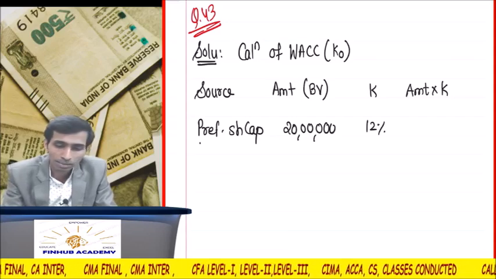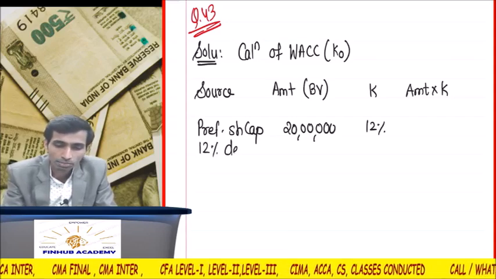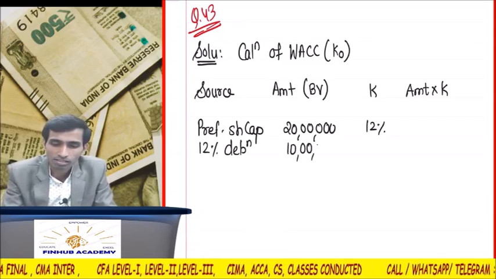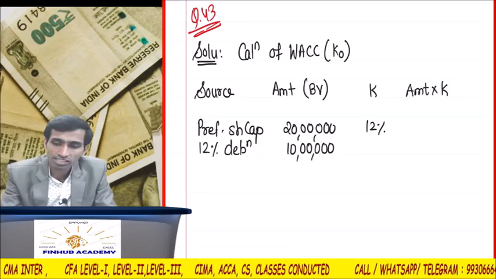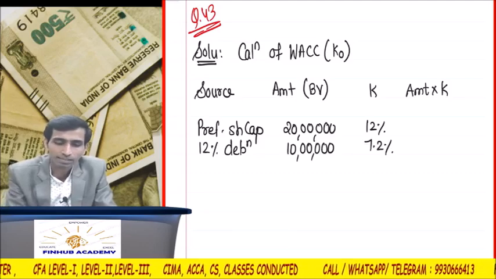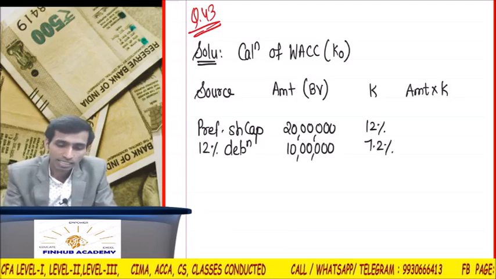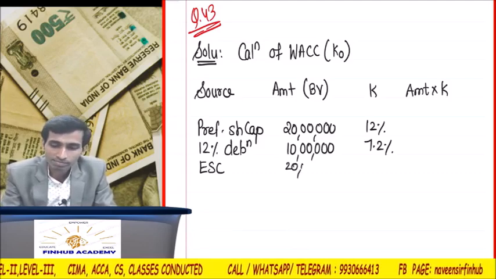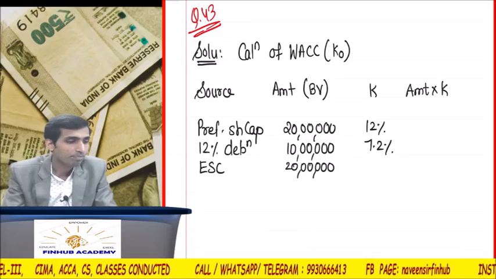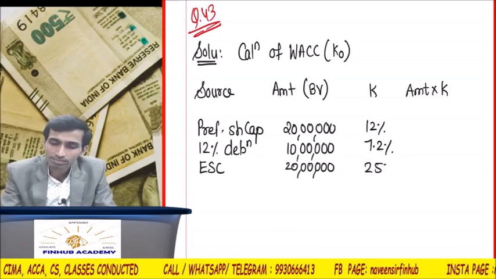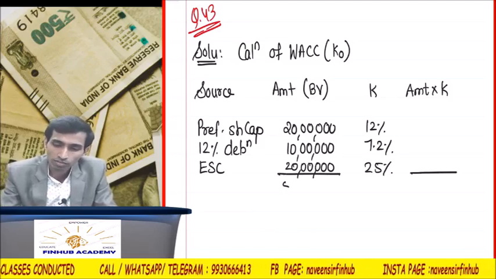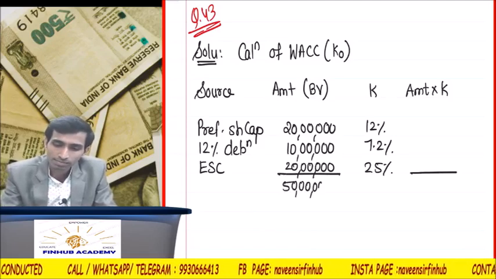Next is 12% debentures. 10 lakhs. How much is the cost? 7.2%. It is given. Equity share capital, 20 lakhs. 25%. Take the total of this. Total of the amount column is 50 lakhs.